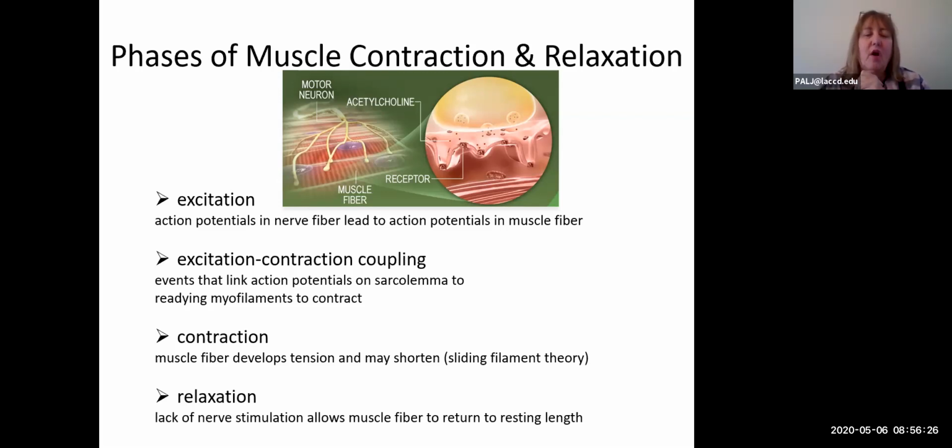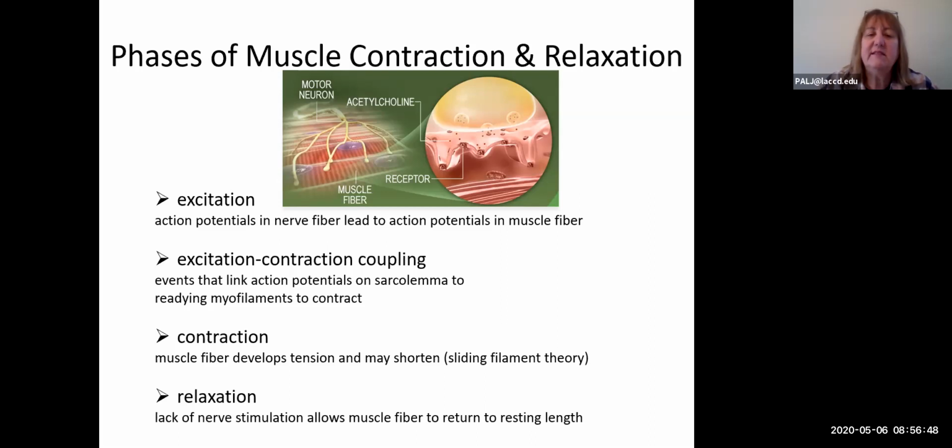In this part, those action potentials which are traveling down the axon to the axon terminal, to the terminal bouton of that nerve fiber, are going to, through their neurotransmitters, cause a new action potential to occur in the muscle fiber at the neuromuscular junction.